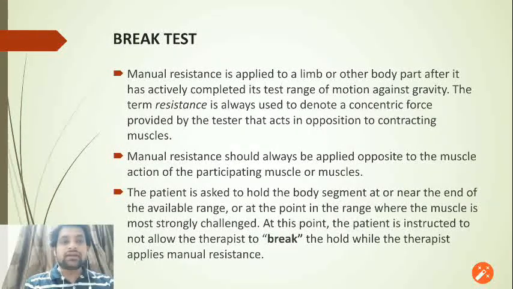Manual resistance is applied to a limb or other body part after it has actively completed its test range of motion against gravity. The term resistance is always used to denote a concentric force provided by the tester or therapist that acts in opposition to contracting muscles. Manual resistance should always be applied opposite to the action of the participating muscle or muscles.